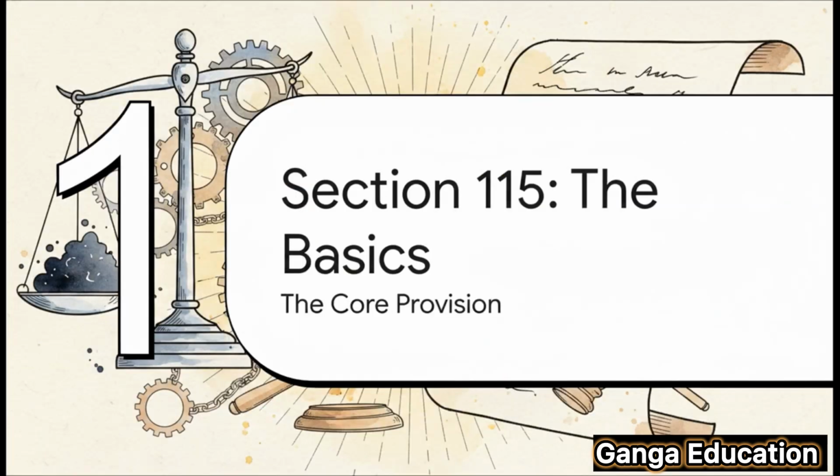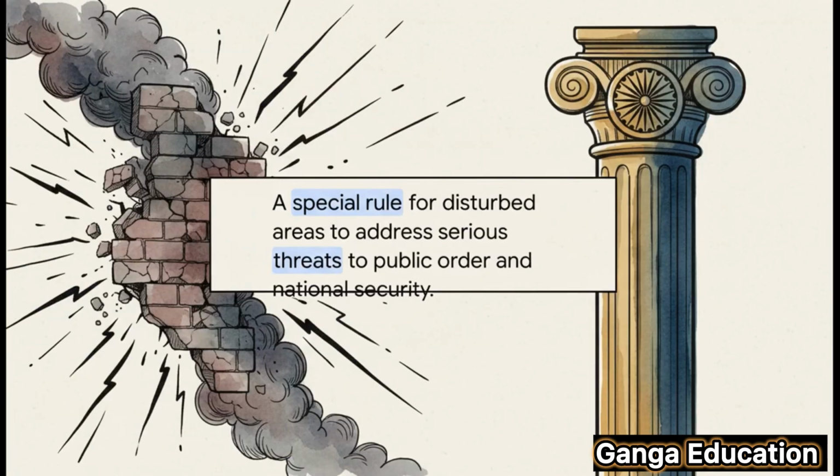All right, so first things first, let's really build a strong foundation. What exactly is this law, and what's its fundamental purpose? Let's get right to the core of this provision. So here it is, Section 115 of the Bharatiya Sakshya Adhiniyam 2023. You see, its main purpose is to create a special rule of presumption for some very serious offenses that happen in what are called disturbed areas.